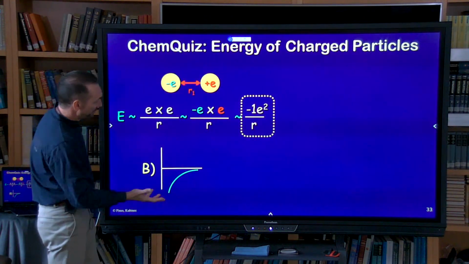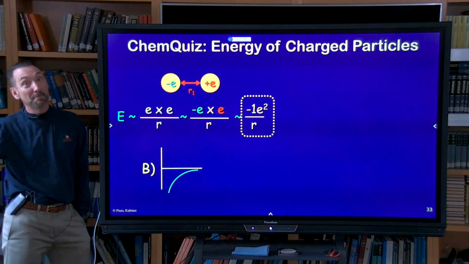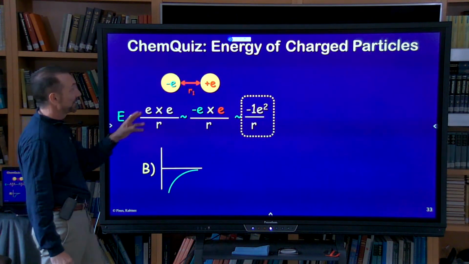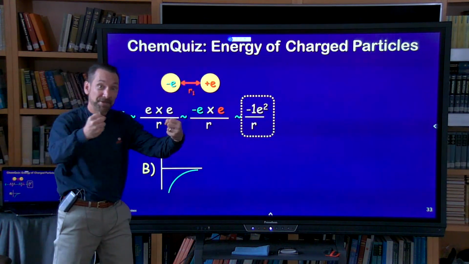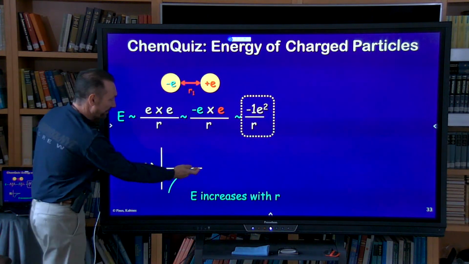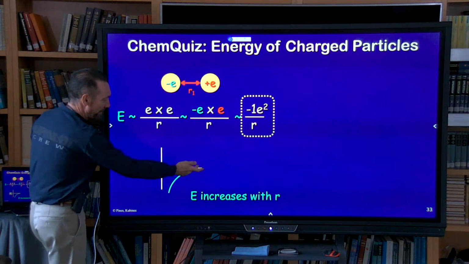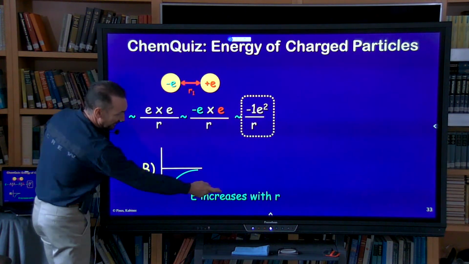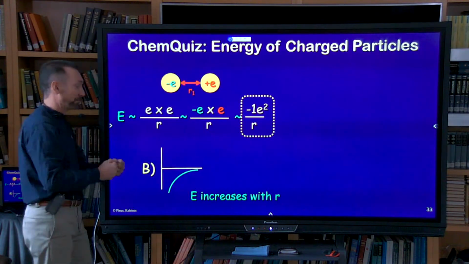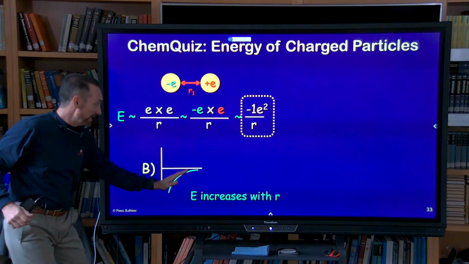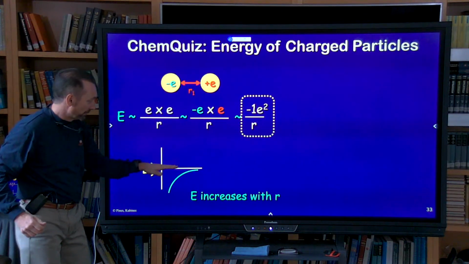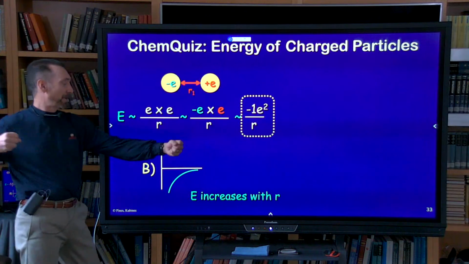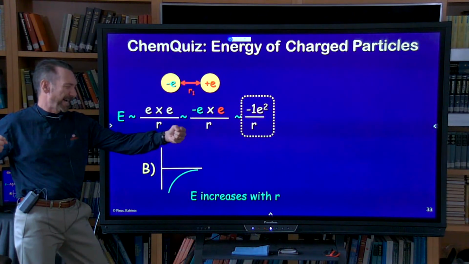So remember, now we're going to jump back in time to almost the second day of class. And we said, yeah, these two things come together. As they come together, as R gets smaller, the energy decreases. And you say energy increases with R, it gets bigger as you pull them apart. Bigger meaning closer to zero. We put the zero energy here. So higher energy as you pull them apart. That's high energy.